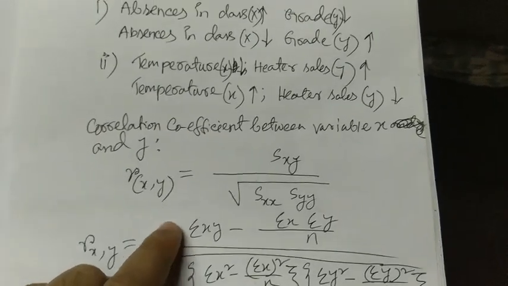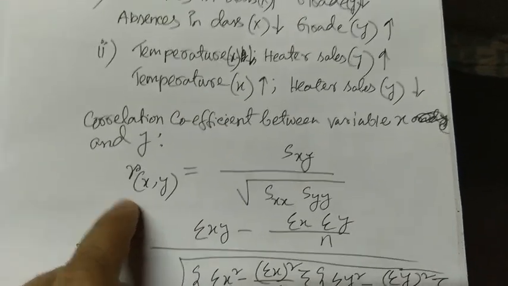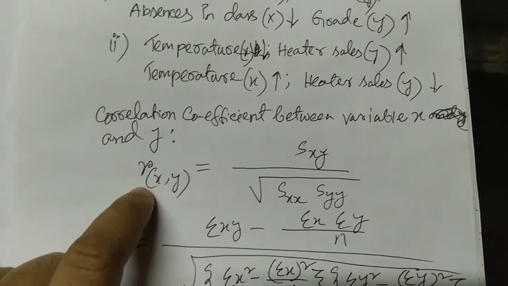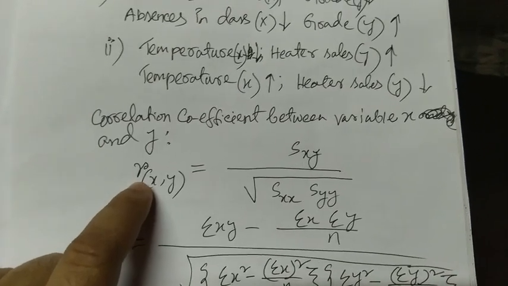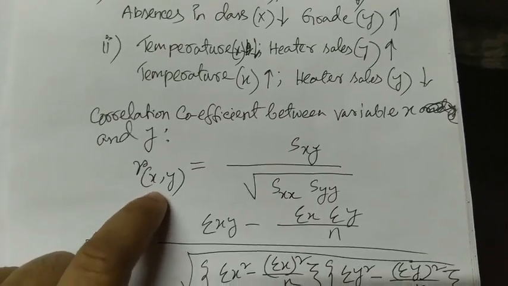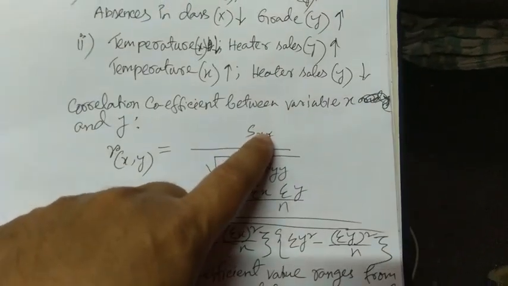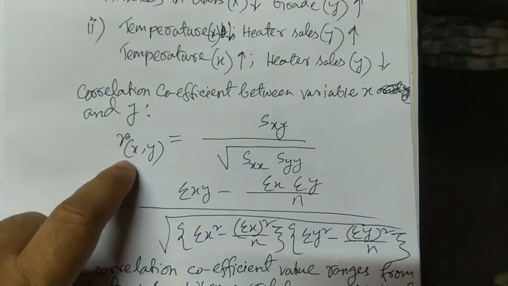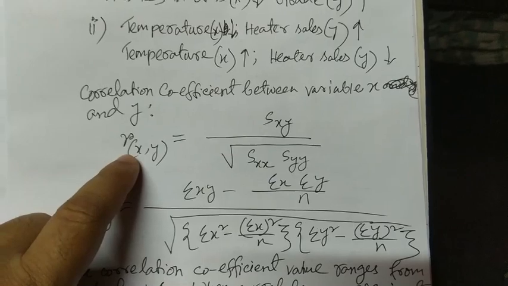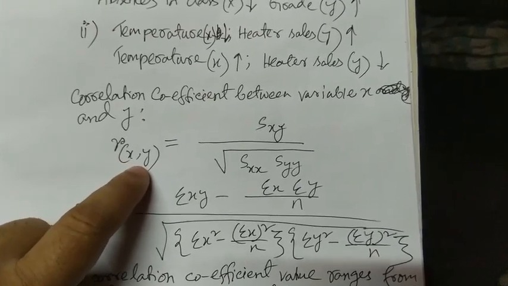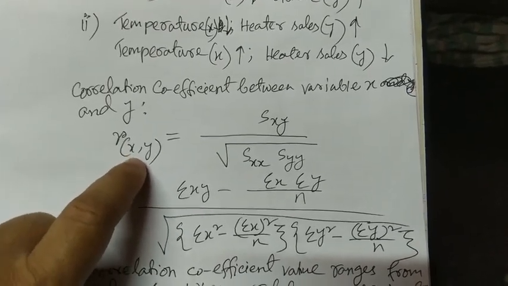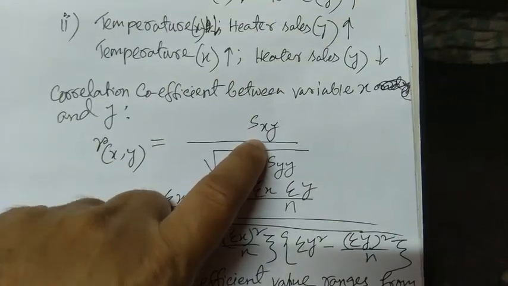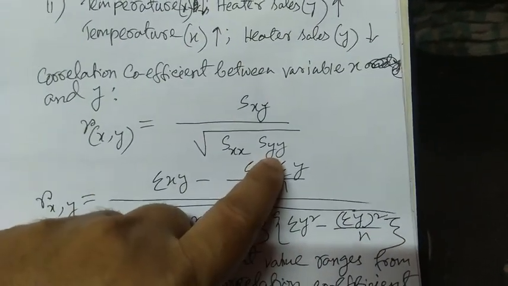So let's see the formula for the correlation coefficient. If it is a sample correlation coefficient, we will denote it by small r. So small r bracket x comma y means the correlation coefficient between variables x and y. If the variables are x and y, then r(x,y) is equal to Sxy divided by the square root of Sxx multiplied by Syy.